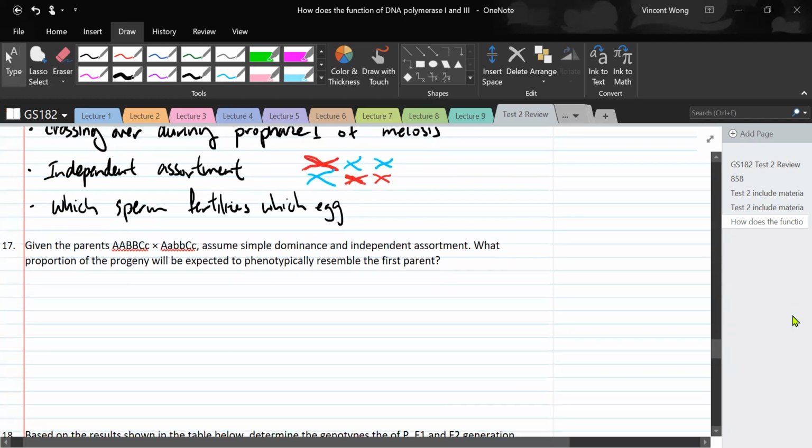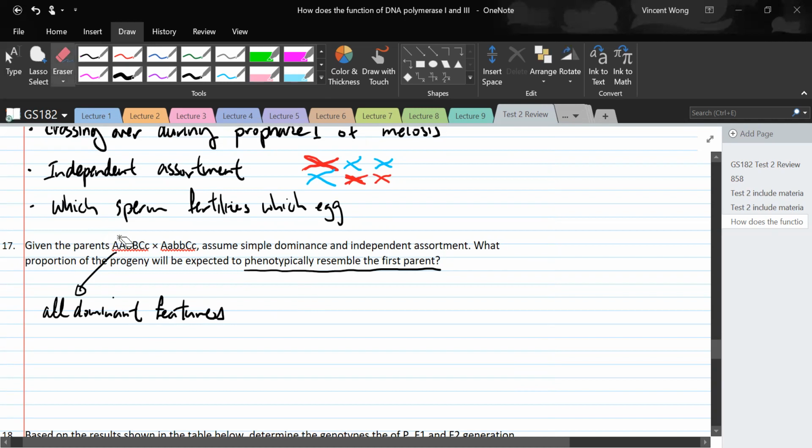Okay, next: given the parents of these two genotypes, assume simple dominance and independent assortment, what proportion of progeny do we expect to phenotypically resemble the first parent? So this is a little bit tricky. The first parent is going to have all dominant traits, all dominant features.